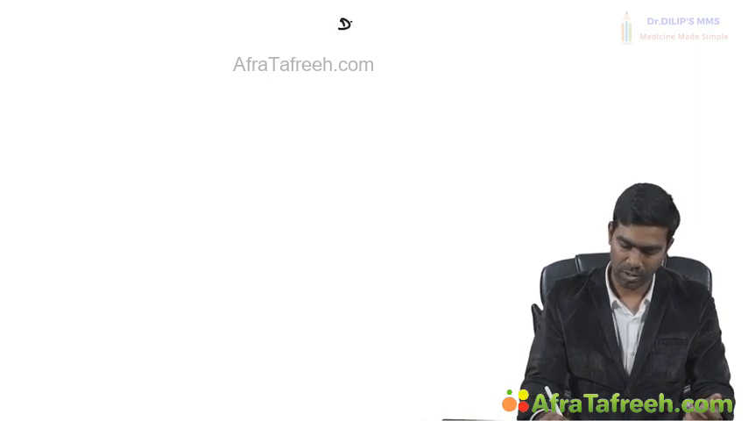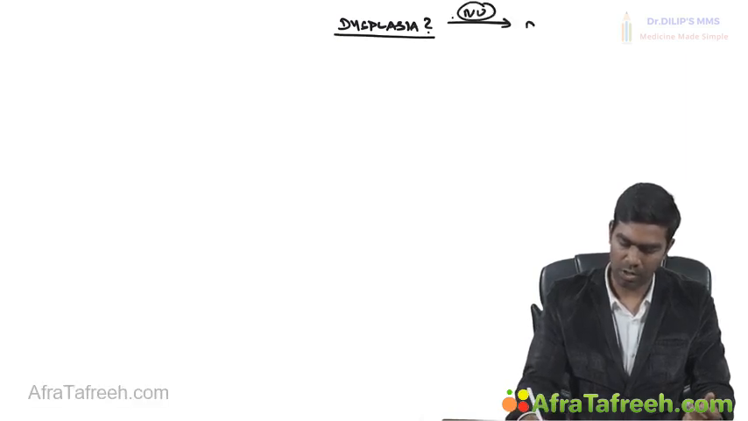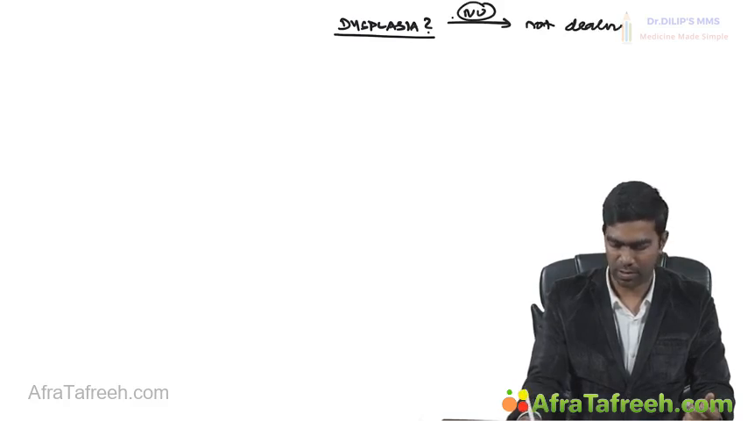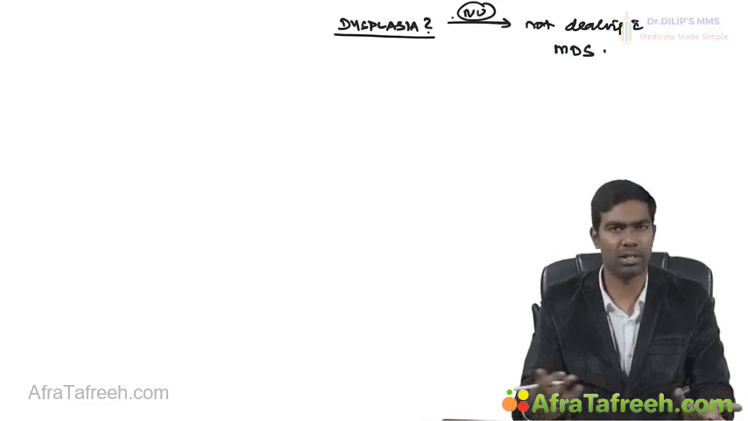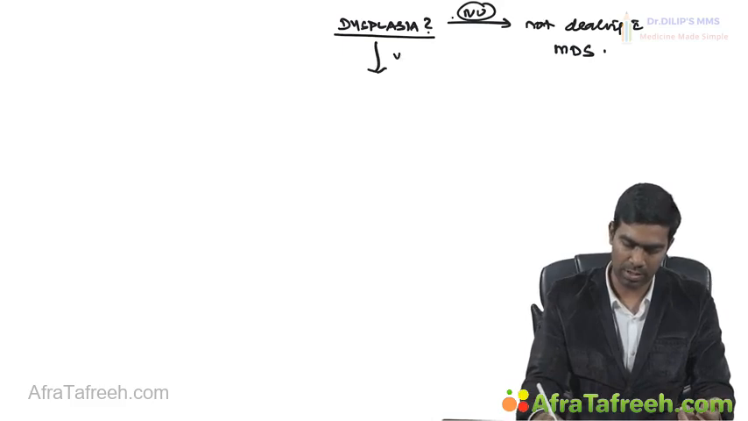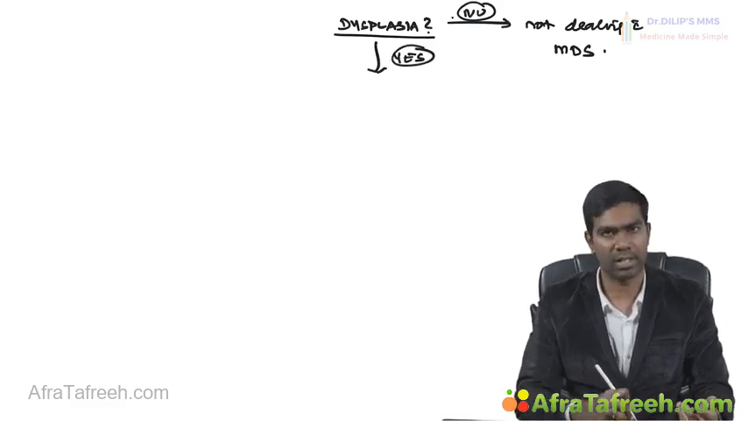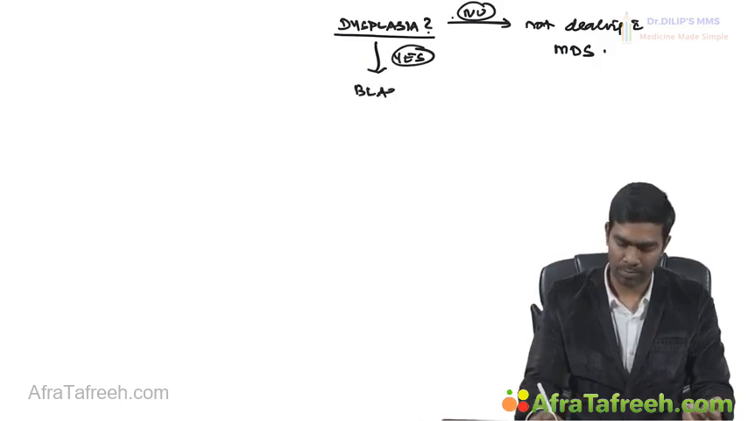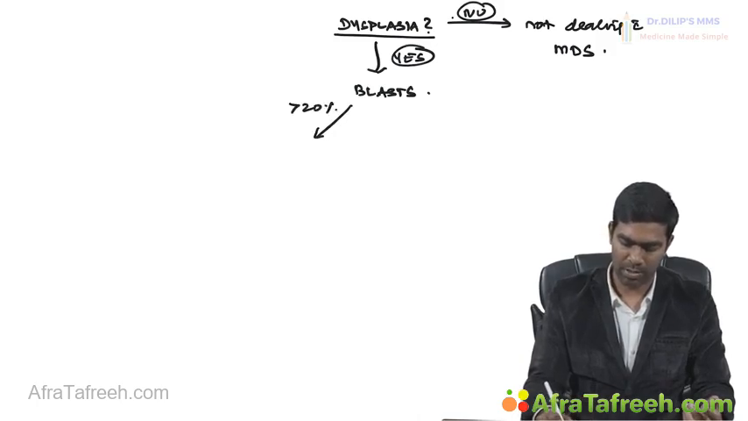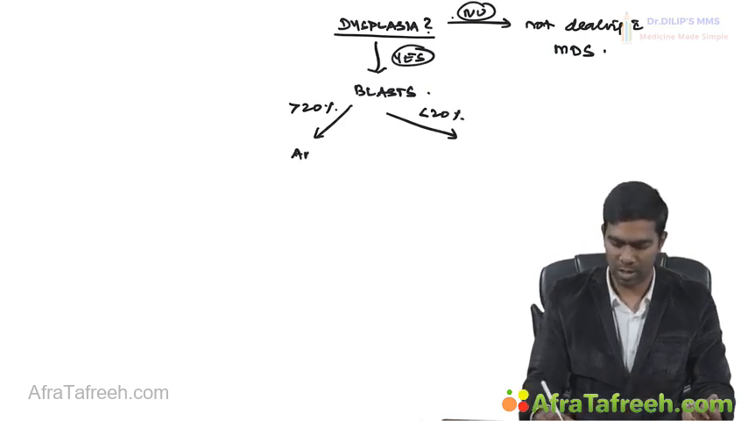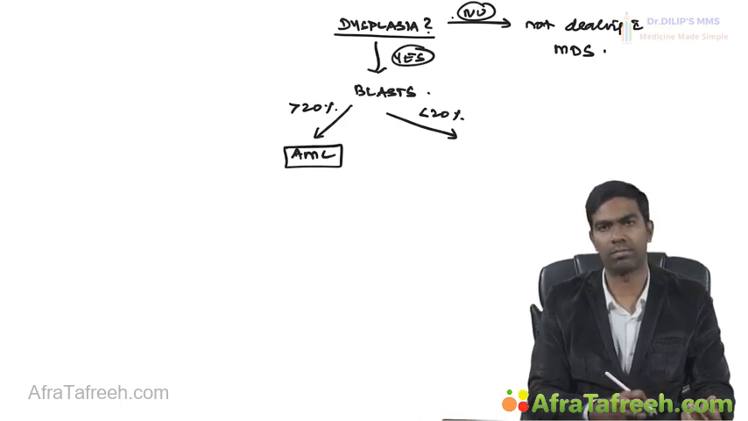First thing, is there really dysplasia? If no, you are not dealing with MDS. If you don't see any dysplasia, it doesn't matter. It's not MDS if you don't see dysplasia. If yes, dysplastic cells are seen, then see the number of blasts. If blasts are more than 20%, you are dealing with an AML, acute myeloid leukemia.